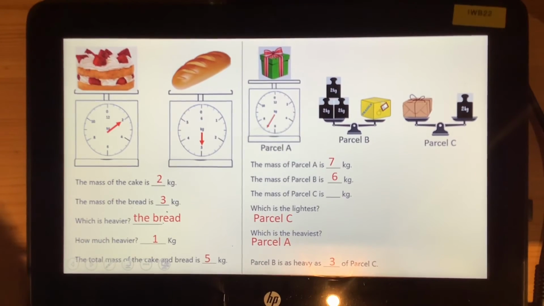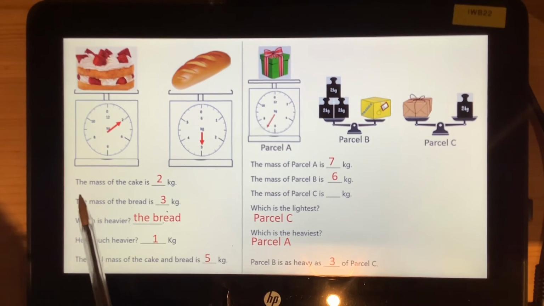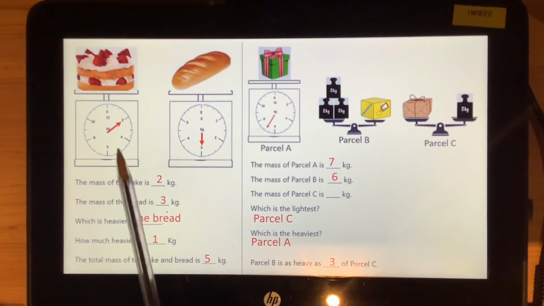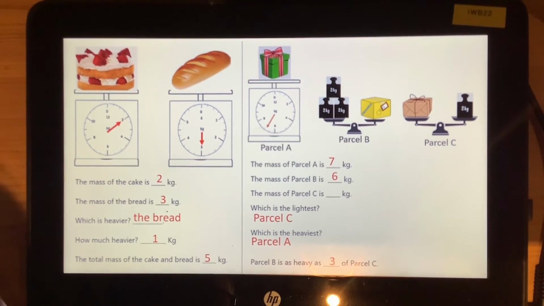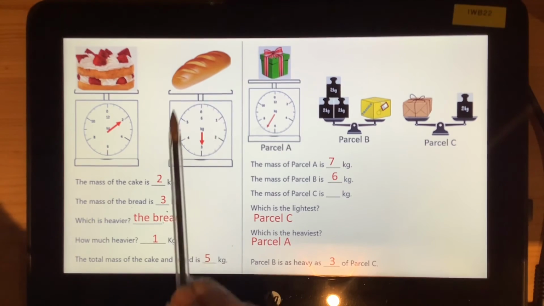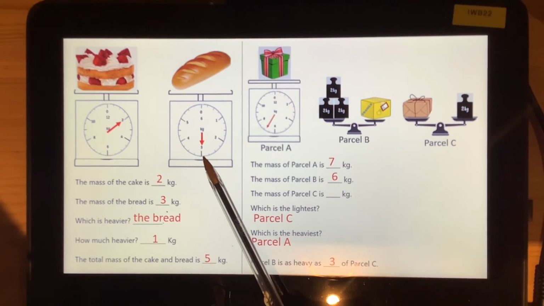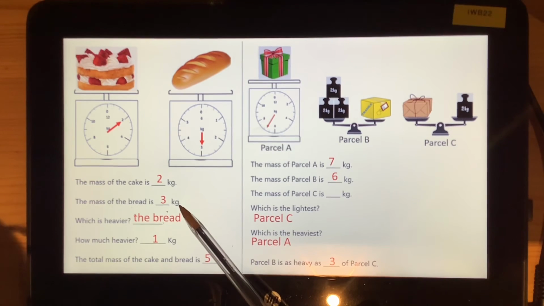Then you had some extension tasks. So you had to read the scales and then make some comparisons. So the mass of the cake was 2 kilograms. We know that because the needle is pointing directly at the 2 kilogram mark. The mass of the bread was 3 kilograms. Which was heavier? Well, the bread was heavier. And how much heavier? Well, it is 1 kilogram heavier because 3 kilograms is 1 kilogram greater than 2 kilograms.